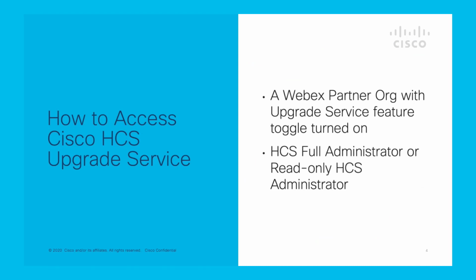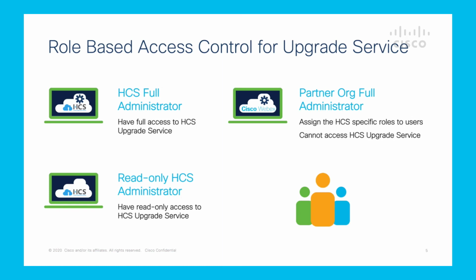Now then, how do we access the upgrade service? First, you have to have the Webex partner organization, and you have to have the upgrade service feature toggle turned on. This can be done by Cisco TAC. Then, your Webex Control Hub account will have to have one of two privileges, either HCS full admin or read-only HCS admin.